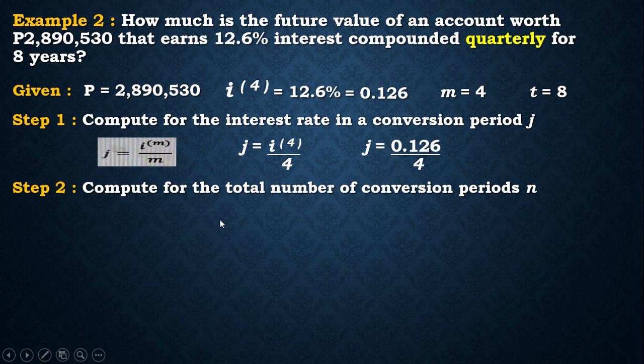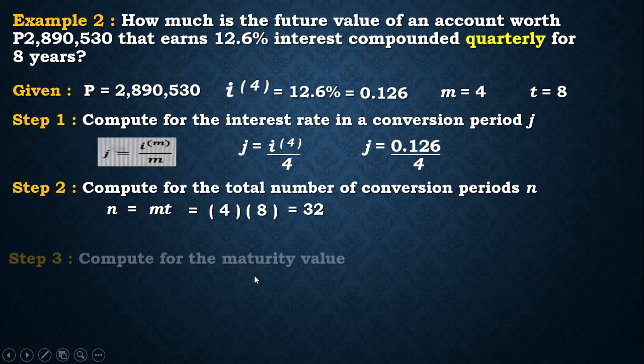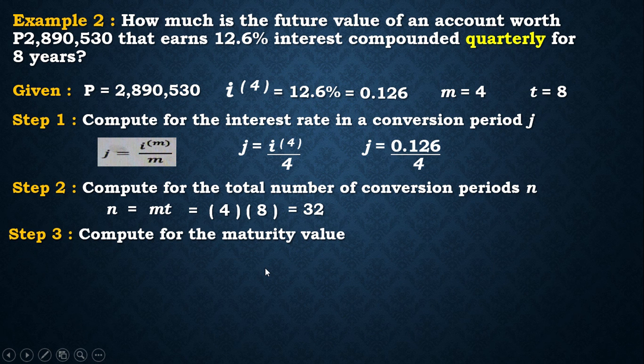Step 2, we have to compute for the total number of conversion periods N. So, ang N natin is equal to MT, or the frequency of conversion, times the term or time. Next step, i-substitute po natin yung M, which is 4, and then yung term, which is 8. Ito po sila, 4 and 8. And then we have to multiply 4 times 8, that is 32.